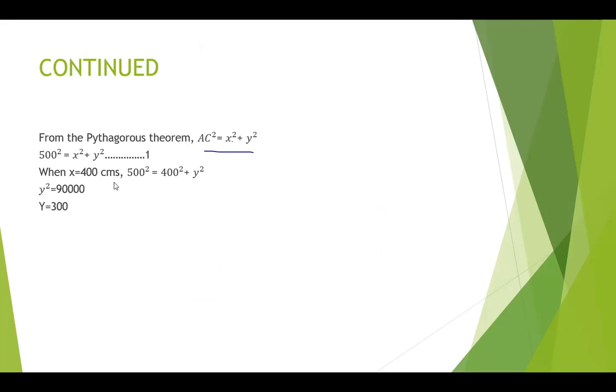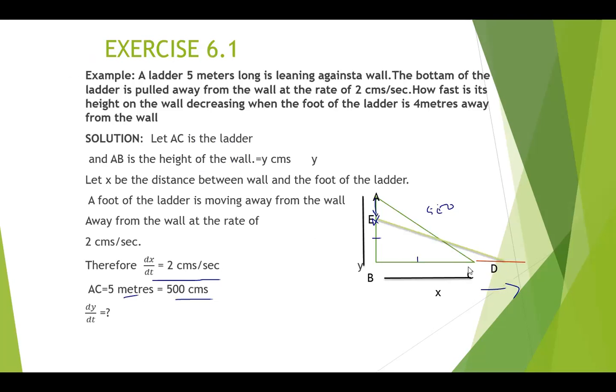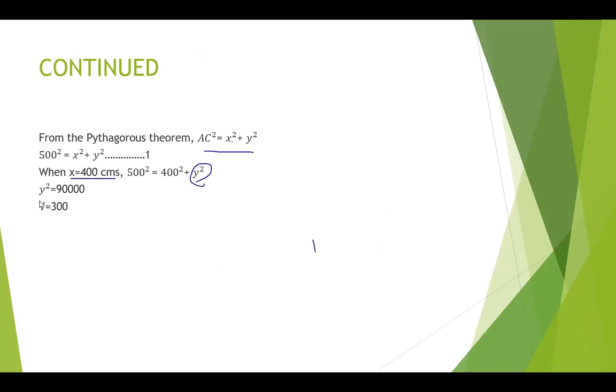Now, let me find out when X is 400 centimeters, what is the Y square? Because they have been given, this is 4 meters. When the foot of the ladder is 4 meters away from the wall, how fast is the height towards the wall decreasing is asked. So for that, first I find out what is Y using the Pythagoras theorem. 500 square is equal to 400 square plus Y square. Y square is 90,000, means Y will be 300 centimeters.